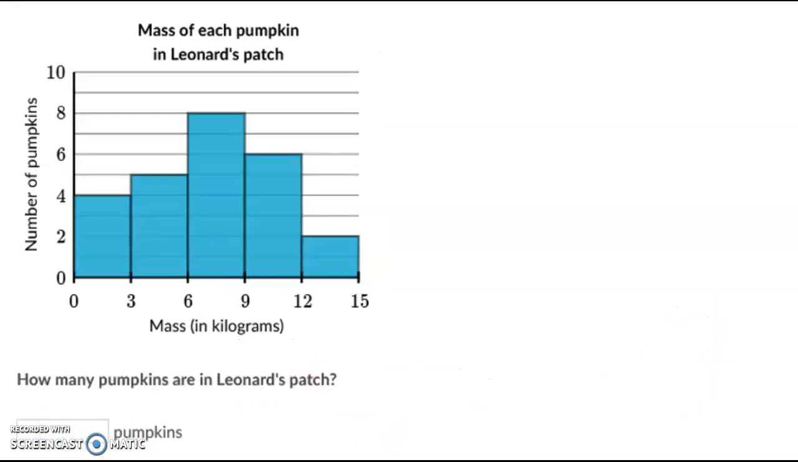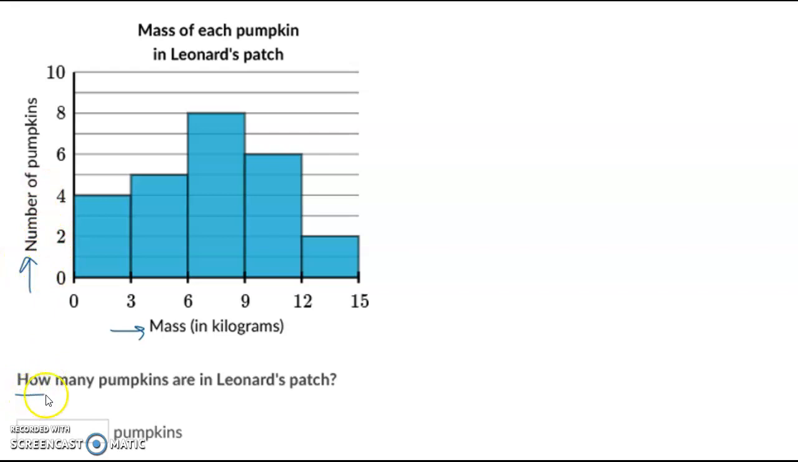Okay. Example number 3, another histogram. So there is the mass of every single pumpkin in Leonard's patch. Okay, so how to read this graph is where you want to make sure. This is their mass. This is how big that pumpkin is. And this is the number of pumpkins.